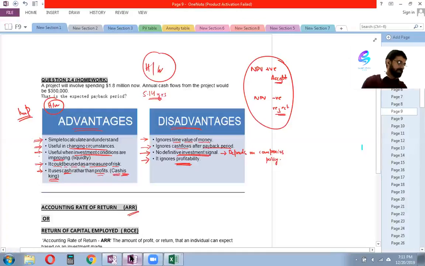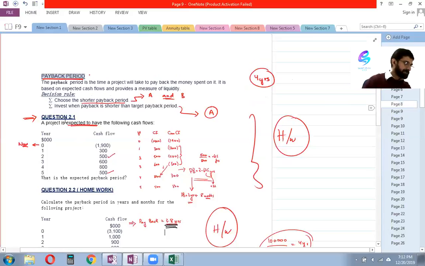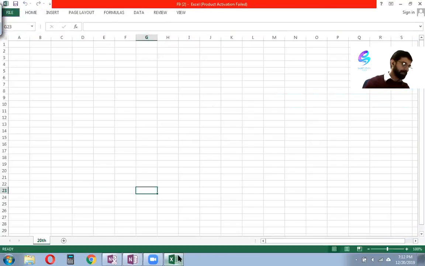Okay, so let's see the question. First of all, we'll do the same question that we did yesterday. So question 2.1: a project is expected to have the following cash flows. It's 1900, 300, 500, 600, 800, and 500, and you have to calculate the answer in spreadsheet. Now it will be much easier to do it in spreadsheet rather than on paper. So it's question 2.1.